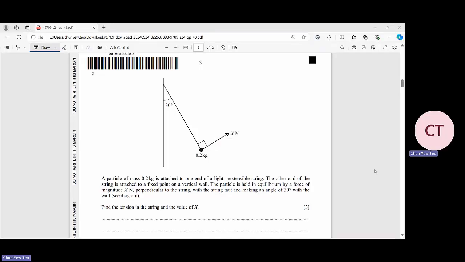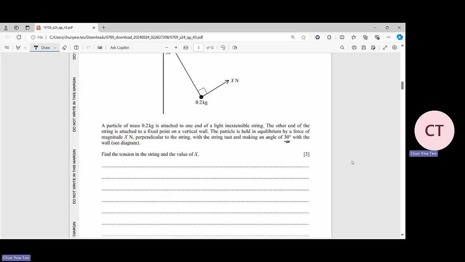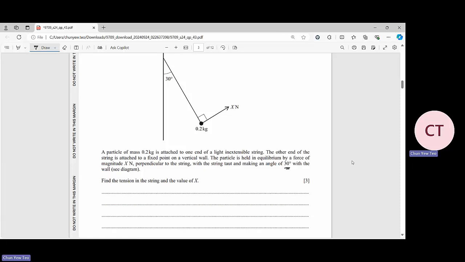Now we take a look at question number 2. A particle of mass 0.2 kg is attached to one end of a light inextensible string. The other end of the string is attached to a fixed point O on a vertical wall. The particle is held in equilibrium by a force of magnitude x Newtons, perpendicular to the string, with the string taut and making an angle of 30 degrees with the wall. See the diagram. Find the tension in the string and the value of x.